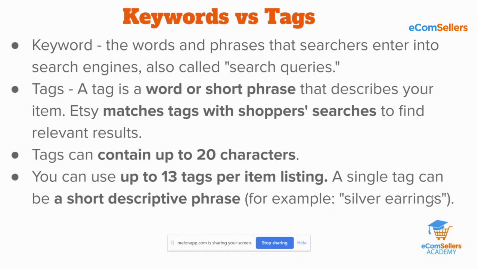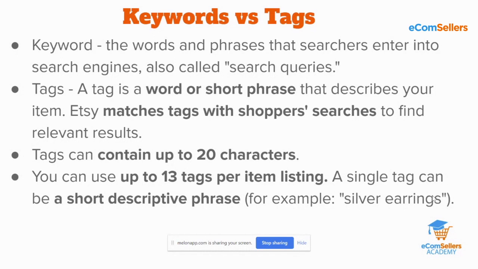A tag is a word or short phrase that describes your item. Etsy matches the tags with shopper searches to give them relevant results. The great thing about tags is that you can put up to 13 tags on your Etsy listing. If you use all 13, again, the word or short phrase that describes your item, then you have a better chance of your product showing up in the search engine organically. And that is one of the things that you definitely want.